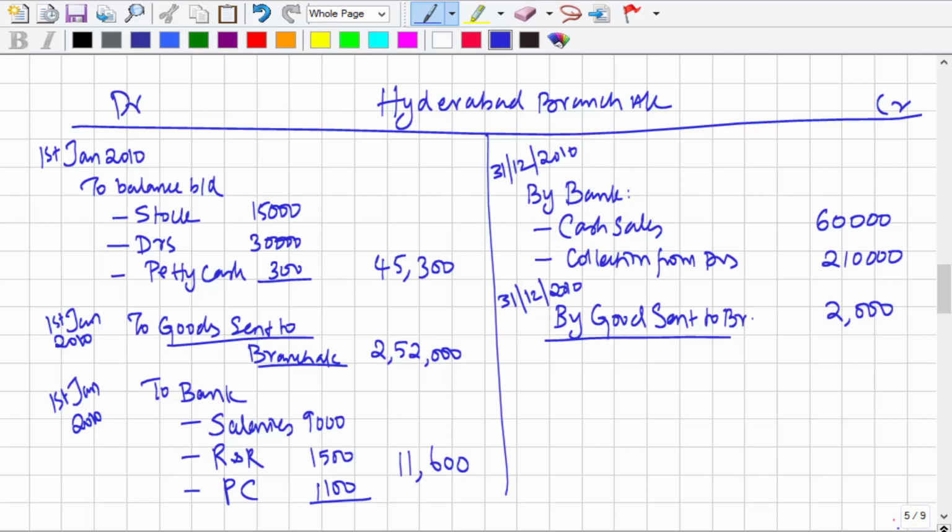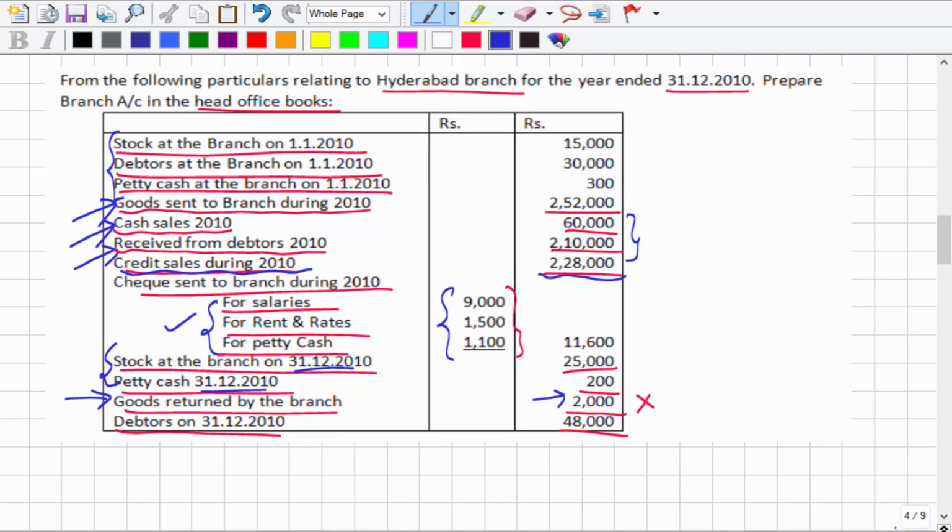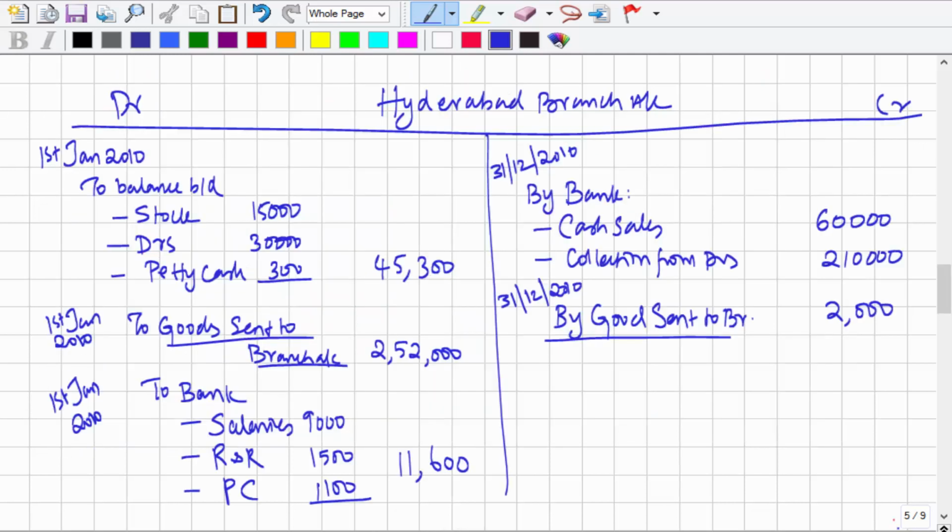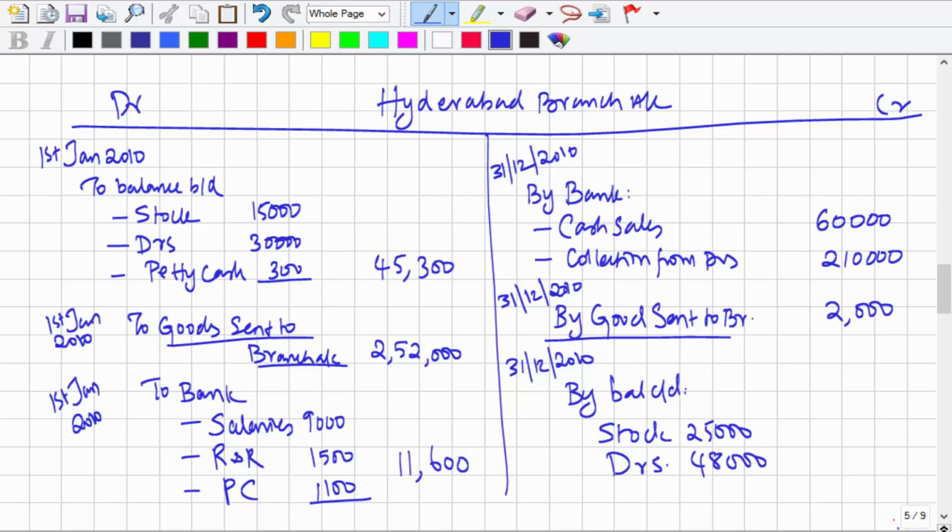Okay. Now let's also capture the closing balances. We have closing balances for three items: stock, petty cash, and debtors. So we'll write all the closing balances, and that is on 31st December 2010. By balance carried down, basically for three items. One is stock, which is 25,000. Two is debtors, that is 48,000, and three is petty cash, and that is 200. So all the three items put together will be 73,200. Okay.